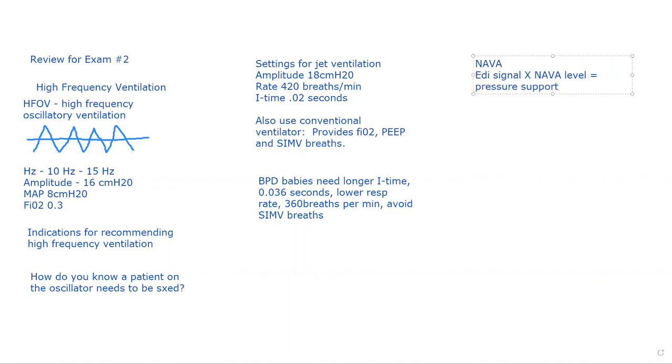Okay, so let me look at my notes. I'm giving you the exact formula and not something off the top of my head. So the exact formula: we take the NAVA level that we have set on the ventilator. We multiply it by the EDI peak, but we make sure to subtract the EDI minimum from that, and then we multiply.